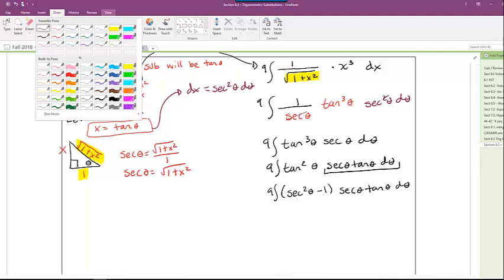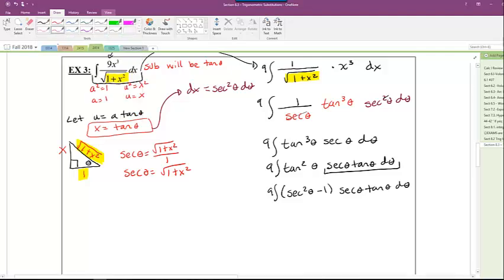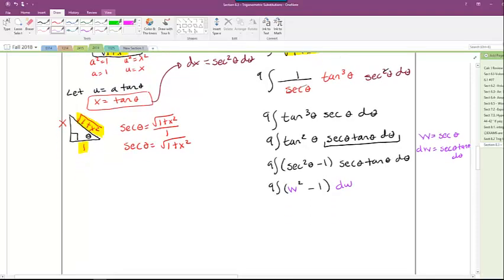Now again, we're just going to make a substitution. We're going to call it w. If I let w equal the secant of theta, then dw here is going to be equal to the secant of theta times the tangent of theta d theta. So this becomes 9 times the integral of w squared minus 1 dw. Well, that's something I can definitely integrate. So this becomes 9 times w cubed over 3 minus w plus c.